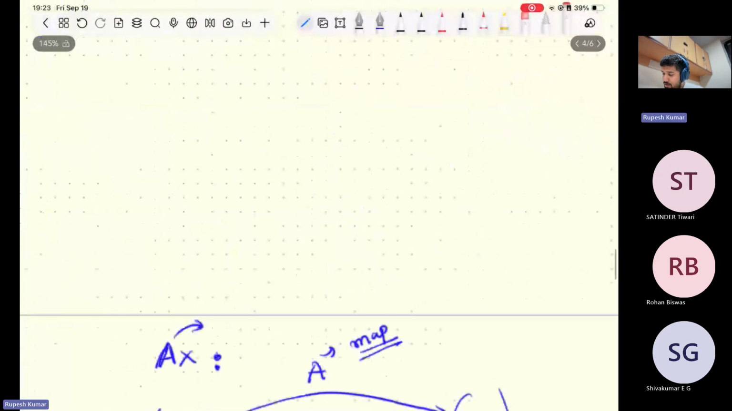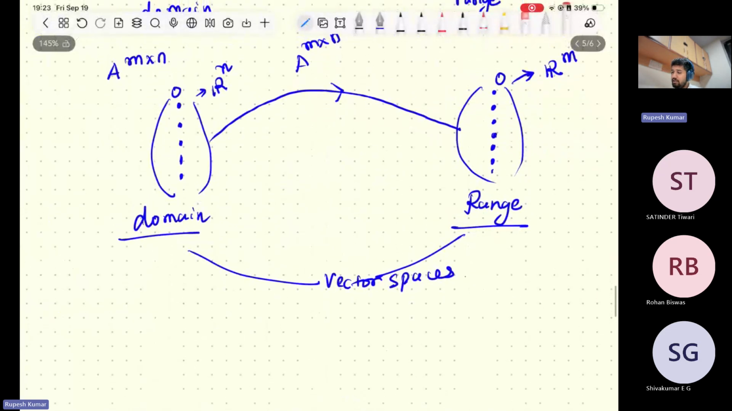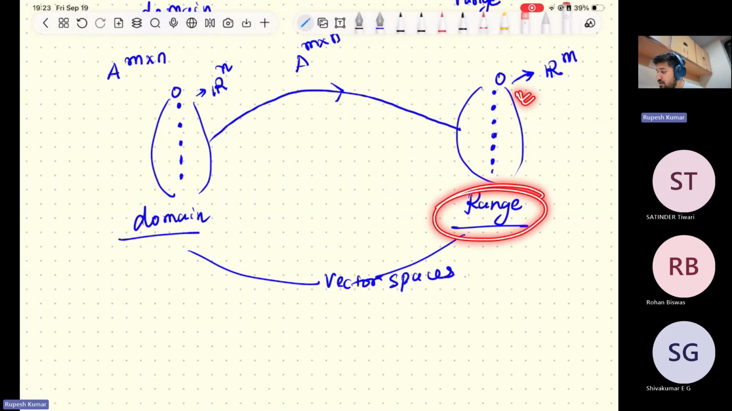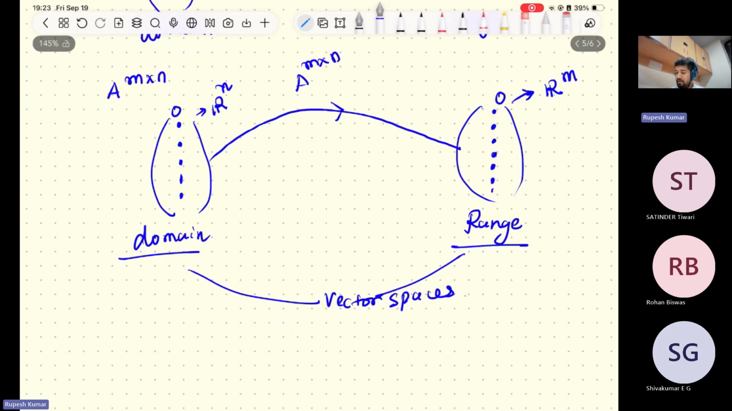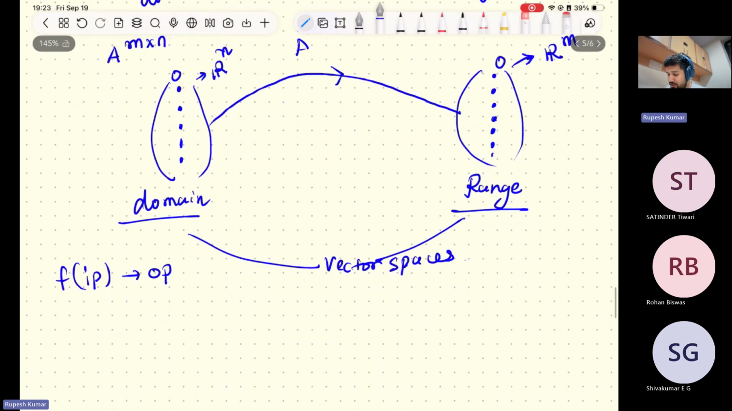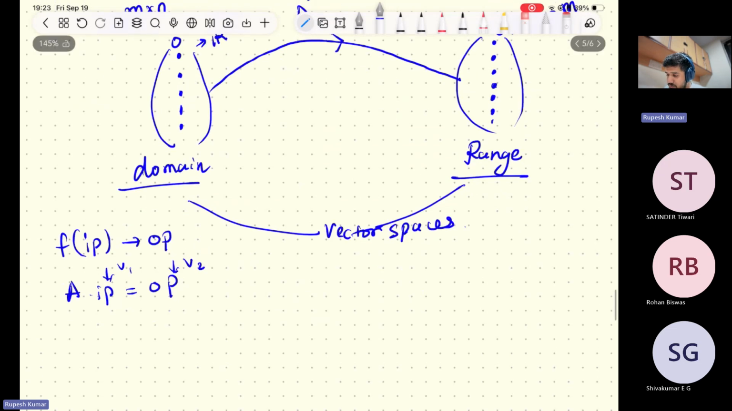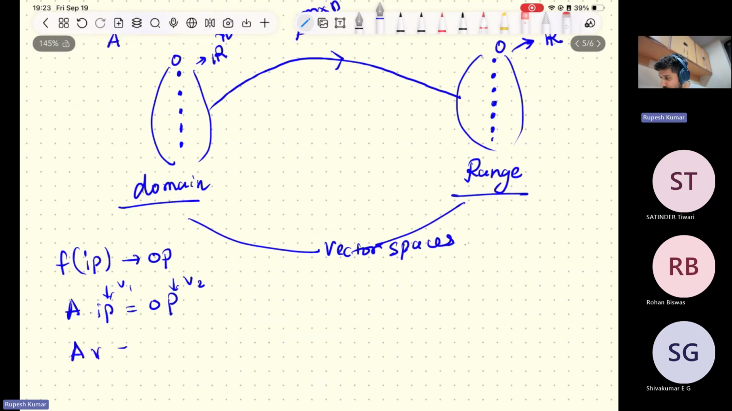First one is the null space, right? Now you can see the range essentially contains the zero vector. Why? Because the range space is a vector space, and if it's a vector space, it has to contain zero. Again, for a function, you have some input, and when you pass it to some function f, you get some output, right? For matrices, this means A into input equals output, where input is a vector and output is again a vector. Now I'm saying A into some vector v equals the zero vector in the range, right?